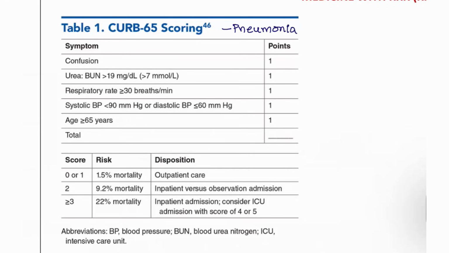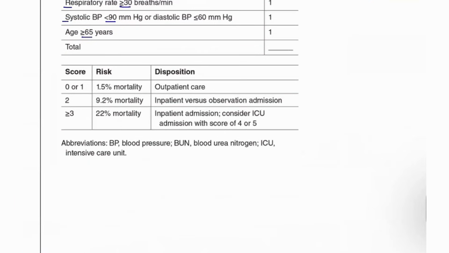What is CURB-65? C for confusion, U for urea more than 7 mmol, R for respiratory rate more than 30 breaths per minute, and B for systolic hypotension. 65 is for the age of the patient. Each one will be given 1 point, and we are going to do risk stratification.